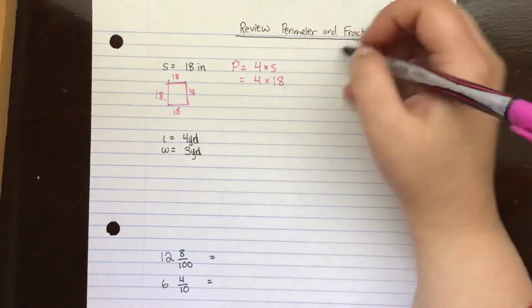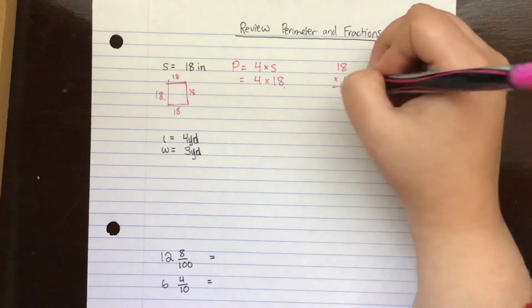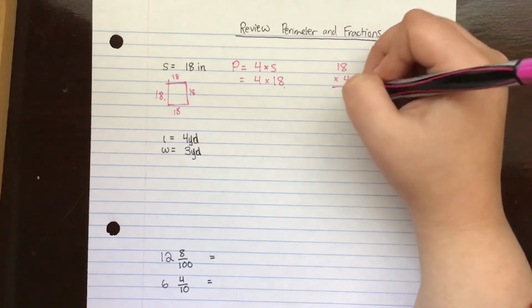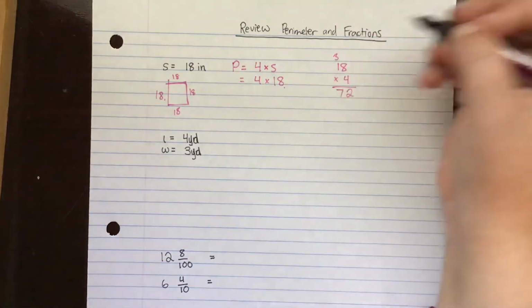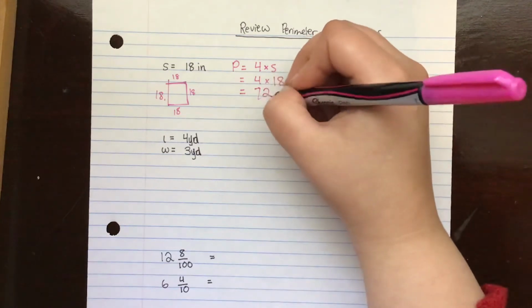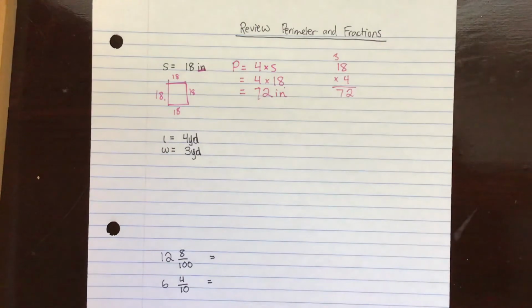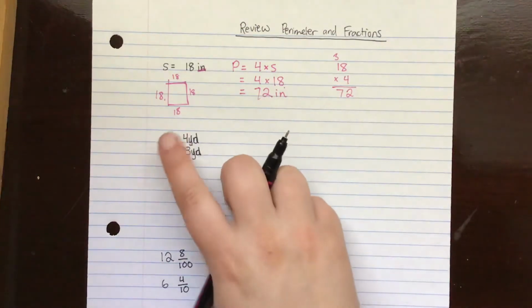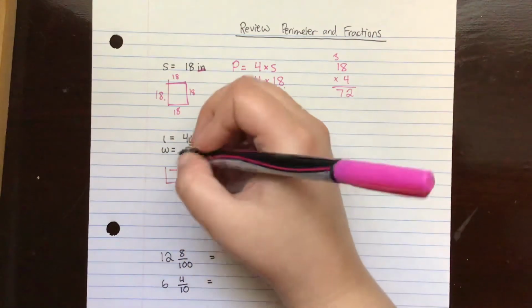Now, we could try to do that in our heads, but if it's a big number like that, we might want to do it off to the side. 4 times 8 gives me 32. 4 times 1 gives me 4, 5, 6, 7. That answer gives me 72, so my answer for the perimeter is 72. And don't forget to put the units next to it as well.